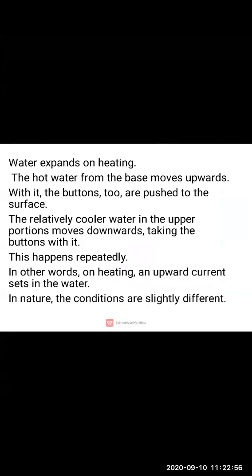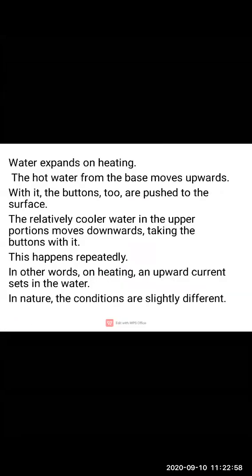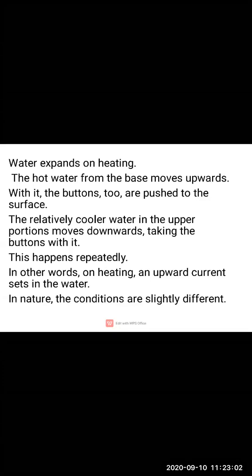Now here, children, but in nature the conditions are slightly different. They are whatever things which are happening near the sea water and all. Now what are they? We will study. Due to the temperature differences, both upward and horizontal currents develop in the ocean.